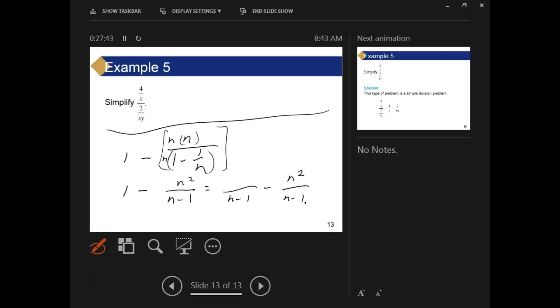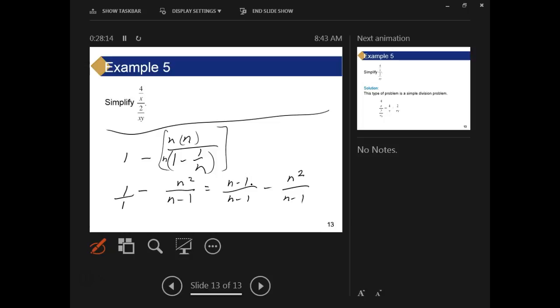What do you need to do to get your numerator here? What did you do to this denominator? What was your denominator here to begin with? 1. And what did you do to it to get n minus 1? Multiply by n minus 1. So what had you better do to the numerator? Multiply by n minus 1. And guess what? What is n minus 1 over n minus 1? 1. That's exactly what we had to begin with. So this is indeed right.